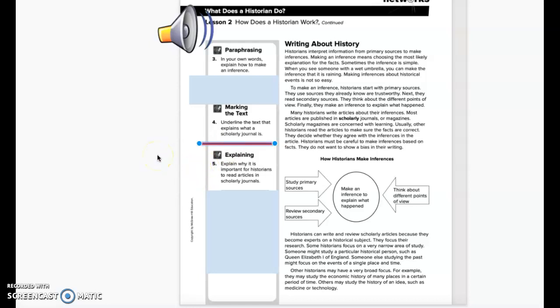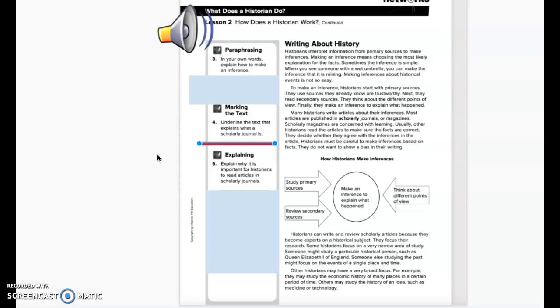Writing about history. Historians interpret information from primary sources to make inferences. Making an inference means choosing the most likely explanation for the facts. Sometimes the inference is simple. When you see someone with a wet umbrella, you can make the inference that it is raining. Making inferences about historical events is not so easy.